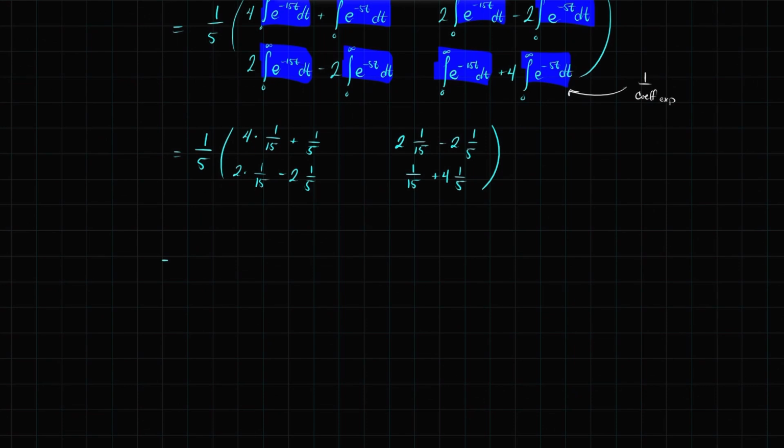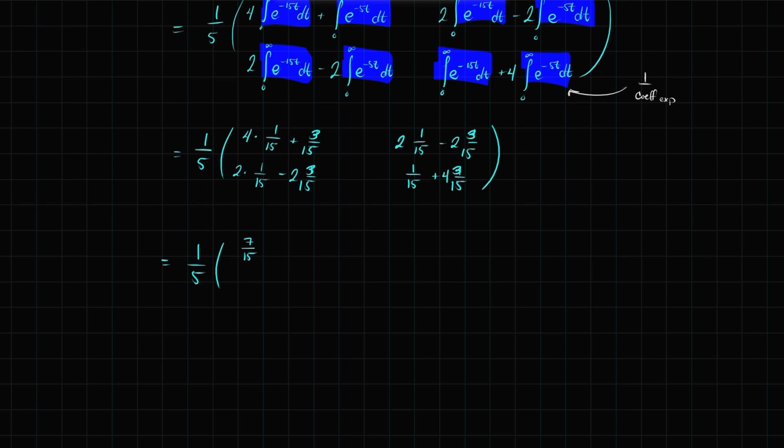We're going to go ahead and simplify this eventually. I still have 1 over 5. And then I have 4 copies of 1/15, and 1/5 is really 3/15. So I'll replace every 1/5 with 3/15 to make my life easier. What do I end up with? I have 4/15 plus 3/15, so I've got 7/15.